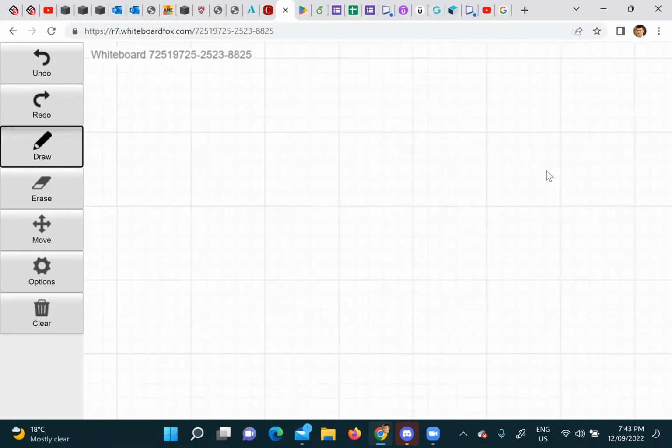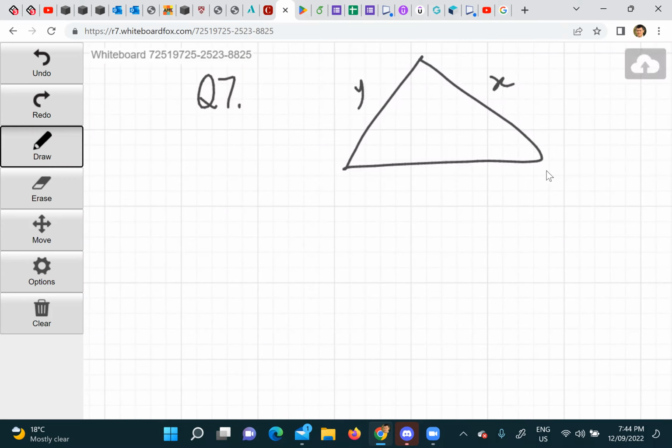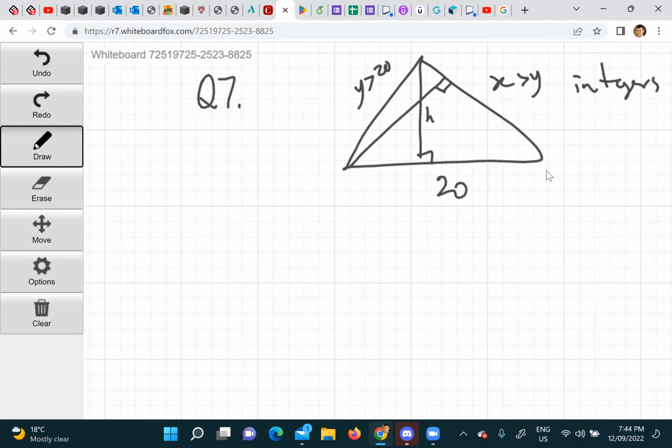Alright, let's do a summary of question 7. It was actually kind of interesting. It gave you a triangle with sides x, y, and 20, where x is bigger than y, and these are all integers, all bigger than 20. And h is the height, hx is the height this way, and that's x. This is y, and hy is the height that way.